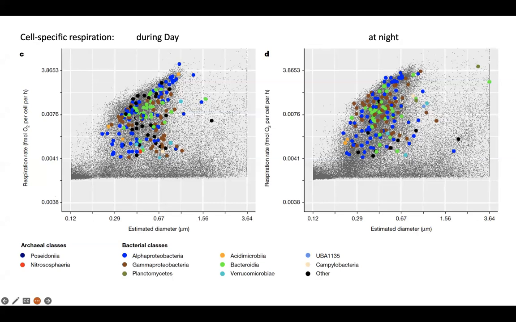So a few archaea we also got in there, but mostly bacteria, with alpha proteobacteria and gamma proteobacteria sort of dominating, and Bacteroidetes in these light green dots. So what you can see is that alpha proteobacteria are respiring quite a lot, and also the gamma proteobacteria, the brown dots, are respiring quite a lot. And there are some subtle differences between day and night. And these were coastal waters, surface waters.